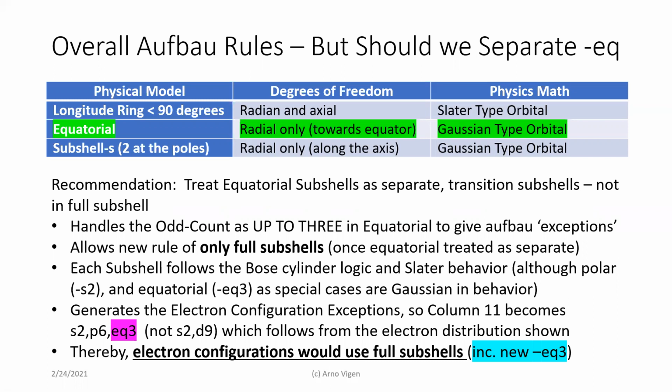So that means I recommend that overall we change and separate 3D into both the Bose part, the Slater type, and the equatorial as Gaussian, and state them separately when designing electron configurations, and especially their exceptions.